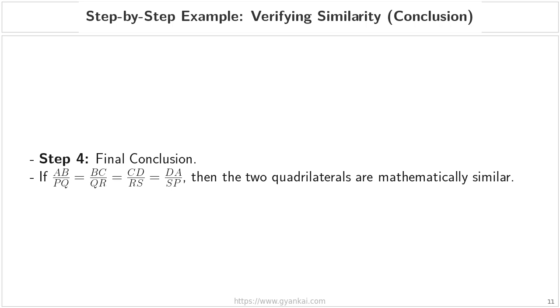If the ratio of side AB over PQ is exactly equal to the ratio of BC over QR, and also equals the ratio of CD over RS, and finally matches the ratio of DA over SB, then you have successfully proven your case. When all these ratios are identical, we can state with mathematical certainty that the two quadrilaterals are mathematically similar. However, remember, if even one of these fractions differs from the others, the similarity fails.